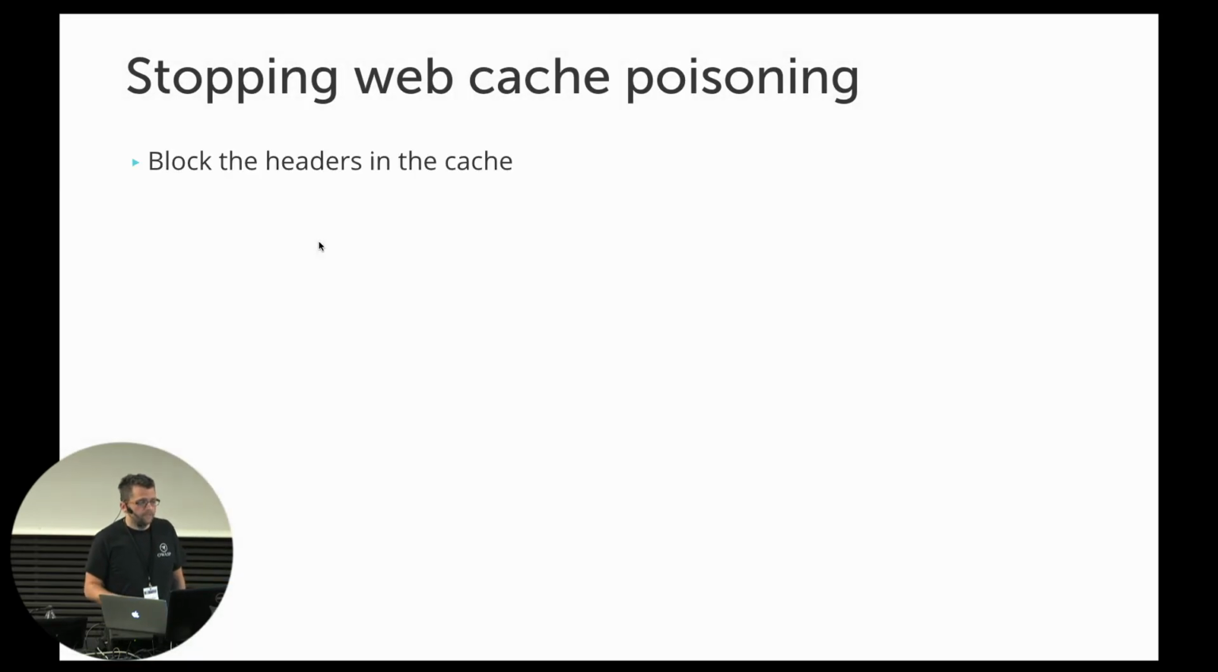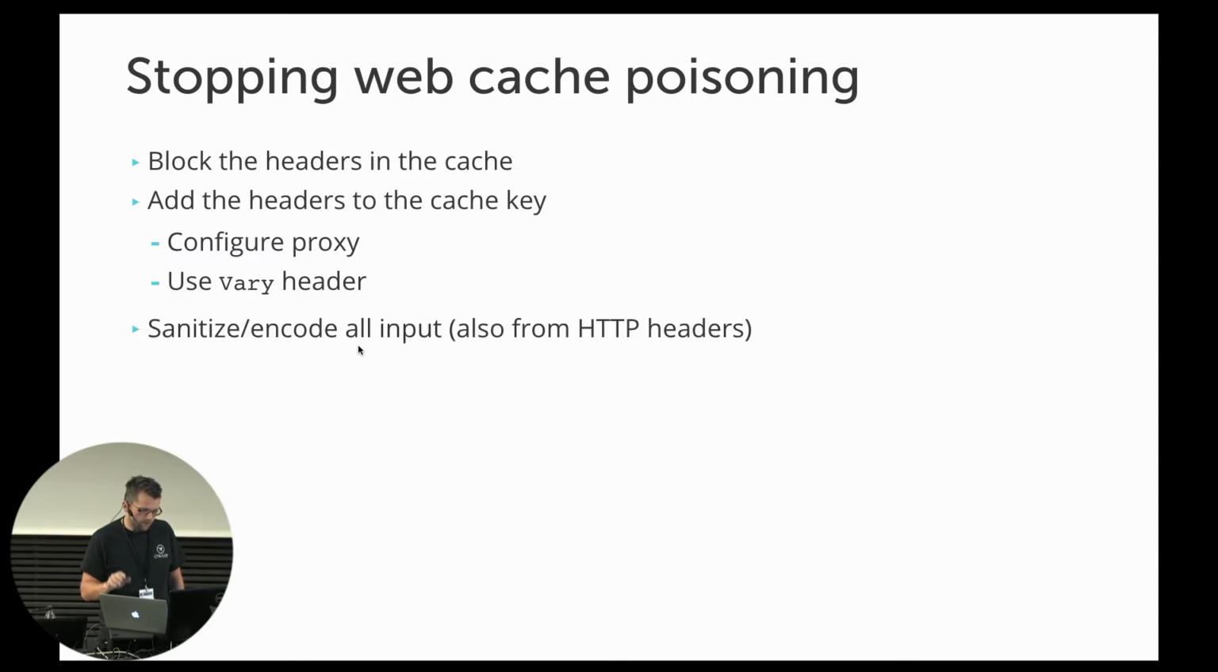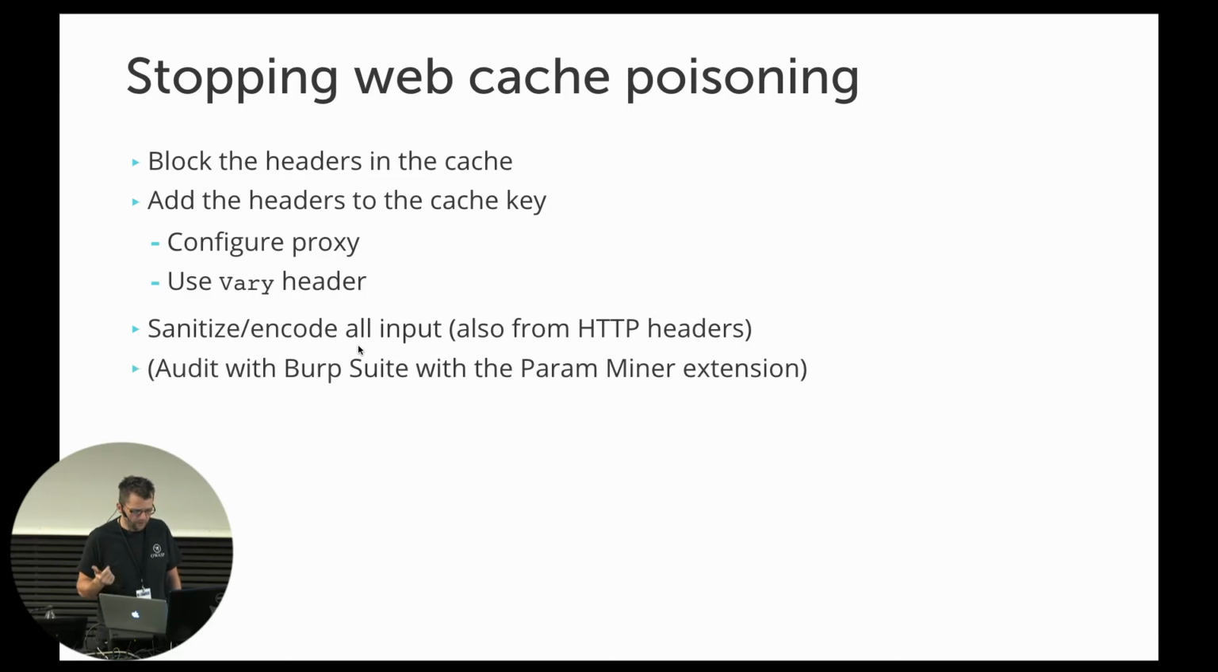To stop this, we can, of course, block these headers while they're coming in. We don't want to trust them when they're coming from the outside. We don't want anyone on the outside to be able to set X-Host and X-Forwarded-Host. That's stuff that's meant to be used in our infrastructure, not from the outside. We can add these headers to the cache key as well. Then you would only get a cache hit if you also sent the attacking header, which means you were the attacker. So that would also work. We should, of course, sanitize stuff. There was a bug in the application in this case as well. And we can use this Param Miner extension as an audit mechanism as well.